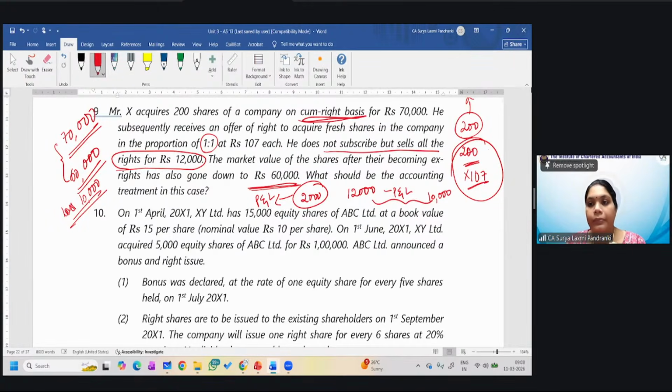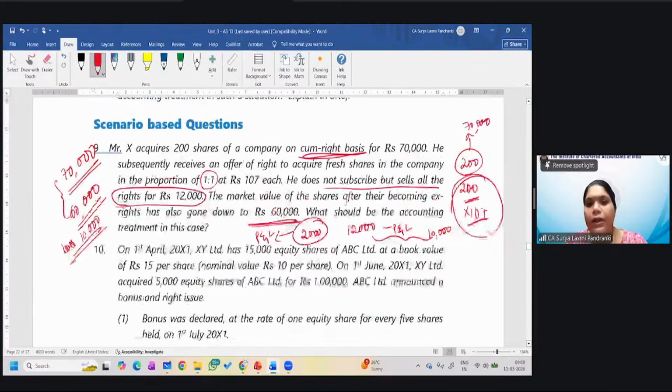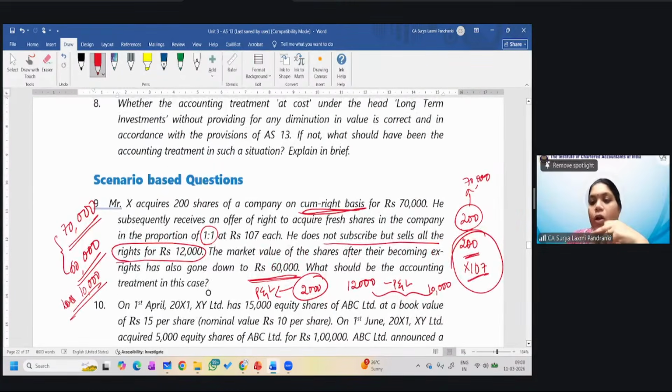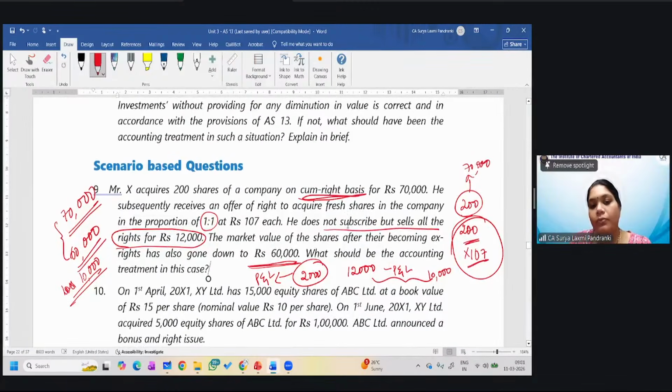And where will the 70,000 be shown? That's already your cost, no? 70,000 is already your cost. You purchased for 70. But that cost is coming down by 10 more thousand. It has to be only 60. So you're reducing that 10,000 in the form of P&L statement. So 70,000 is the cost. Now your carrying amount will be only 60, because we brought down the value by 10,000. Okay, fine.